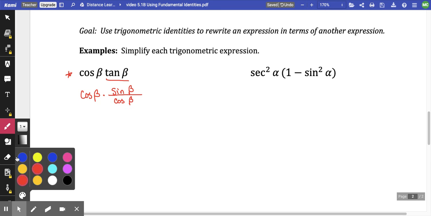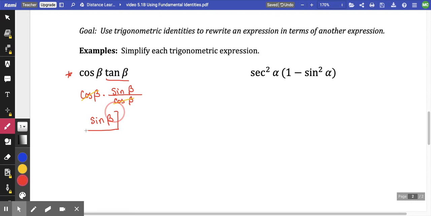Now, once I've written it like that, then I can see that there is a relationship there that now I could use just what I know about basic mathematics. Cosine of beta divided by cosine of beta will cancel out. So that's going to give me just sine of beta.